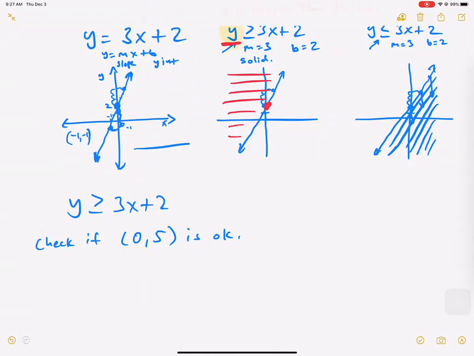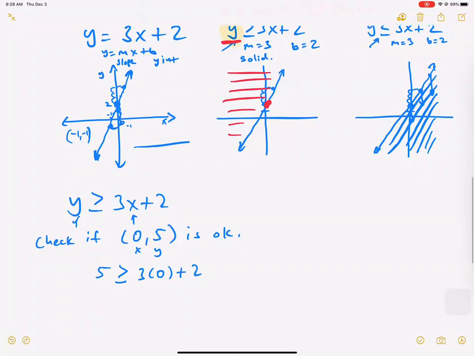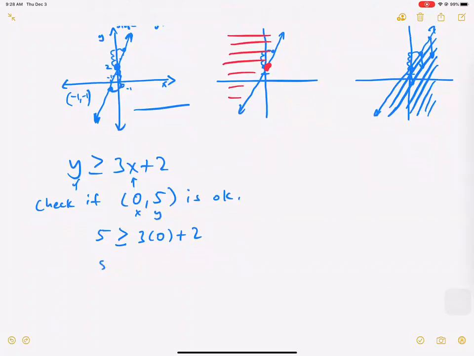So how do we do this? We're just going to go ahead and plug it in. If I plug in 0 and I plug in 5, this is an x and y value. Let's rewrite it. Is 5 greater than or equal to 3 times 0 plus 2? How did I do that? Well, remember, x here is going to be 0 and y here is going to be 5. So we're just replacing our variables in. Then just do the math. 5 is greater than or equal to 3 times 0, which is 0. Is 5 greater than 2? Yes.